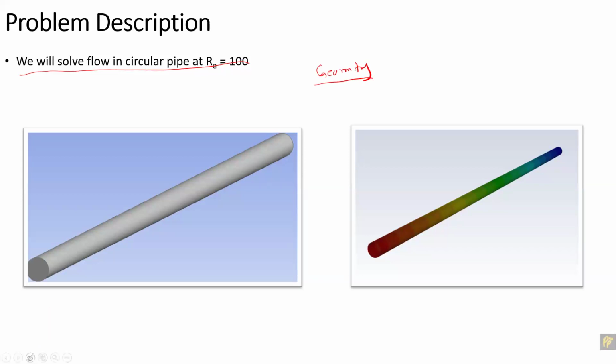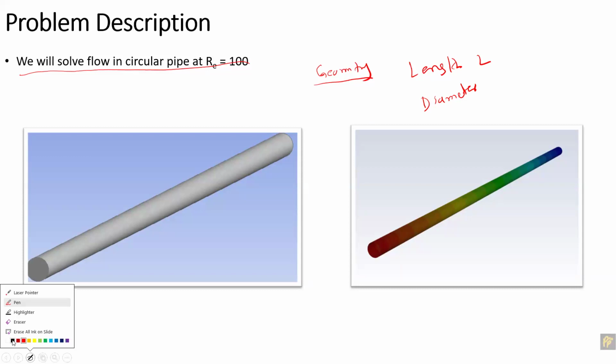In the geometry of the pipe, there are two parameters, two dimensions. One is the length, and second, the diameter of the pipe. So the first question is what should be these two dimensions? So we discuss these two aspects, the length and the diameter. And then definitely we have to be putting some velocity here. So what should be the velocity here at the inlet?